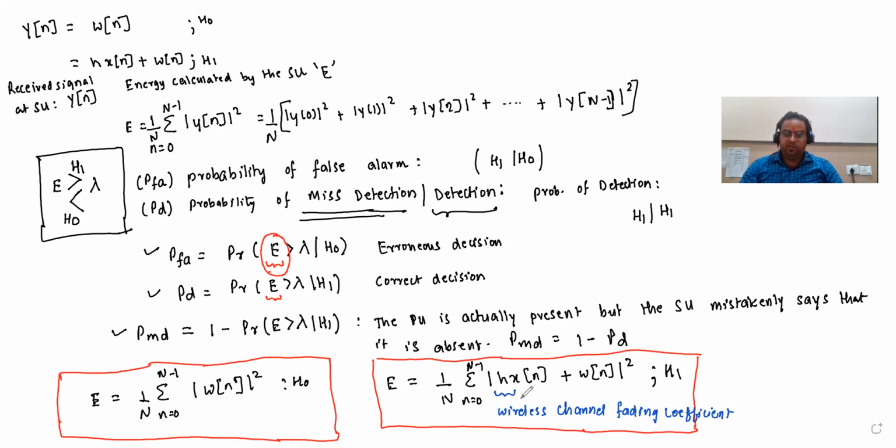And what does this wireless channel fading coefficient indicate? The coefficient H indicates the attenuation that is happening because of the various obstacles present in the wireless environment. When we have our primary user and a secondary user sensing the primary user spectrum, let us say this primary user is some mobile tower transmitting the signal, and this secondary user is some mobile station that is receiving it.